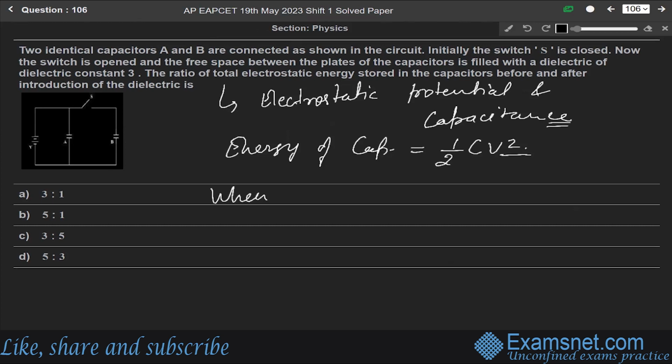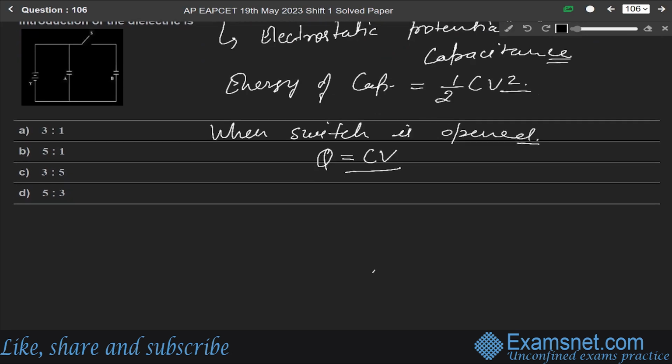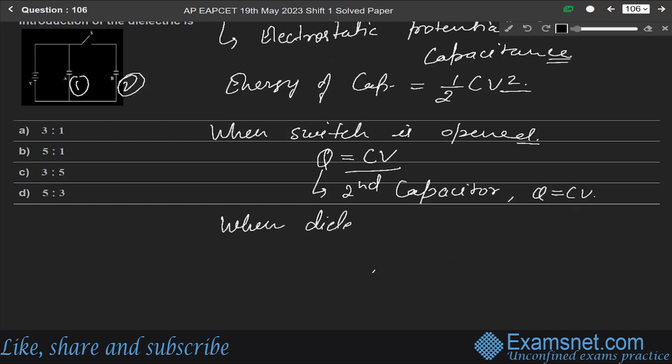So when the switch is open, the charge Q on the second capacitor will be CV. The formula for charge of a capacitor is C into V, capacitance into voltage. This is capacitor 1, this is 2. For the second capacitor, Q equals CV. After introduction of the dielectric, Q remains the same, but C will become K into C when a dielectric is introduced.